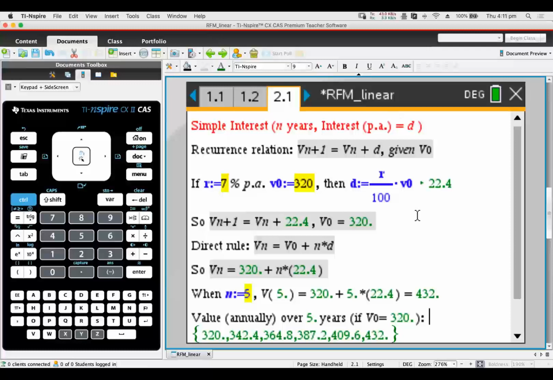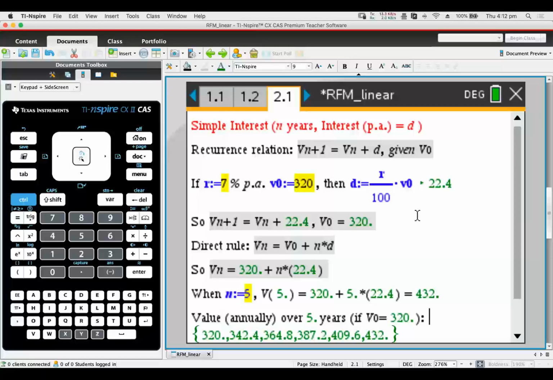Okay. So 2.1 again is a notes page, and you can see that there's the familiar recurrence relation at the top, shaded in grey. It's the same rule that you use for simple interest. However, it has a slight complication, and the complication is that for the D value, the difference between successive terms, you need to work out what that value would be.